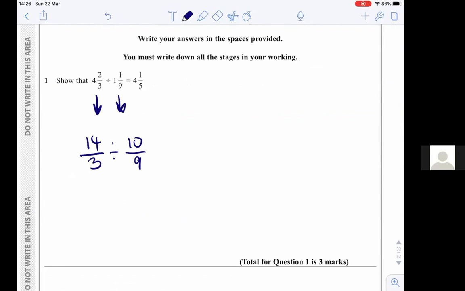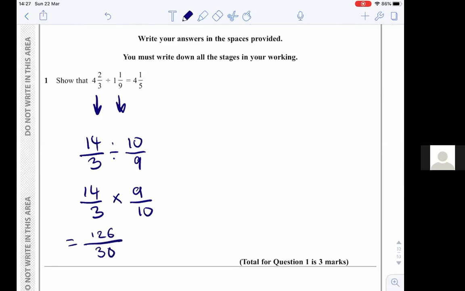Well, I need to show the process of dividing fractions, which is the first fraction stays the same, flip the second fraction to 9 over 10, and the division becomes a multiplication. Now at this stage you can either multiply it across and simplify it, which I'll do, but you could cross cancel here as well. So 14 times 9 is going to be, let's see, 126 over 3 times 10, 30.